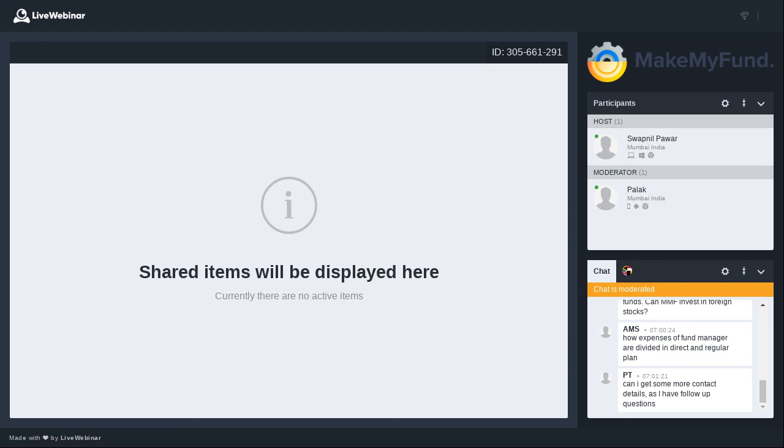In future, in a manner similar to Grow, for example, we are trying to create a portfolio for investing in overseas stocks and ETFs directly from Make My Fund. In which case, just as you can build a smart beta portfolio of Indian stocks, you can build a smart beta portfolio of US stocks.